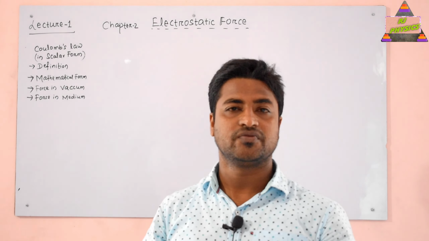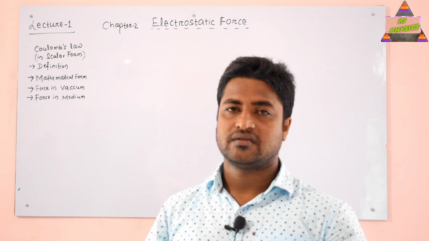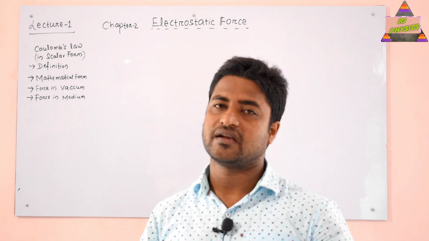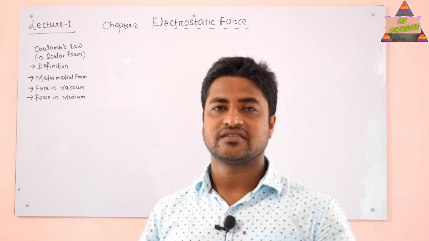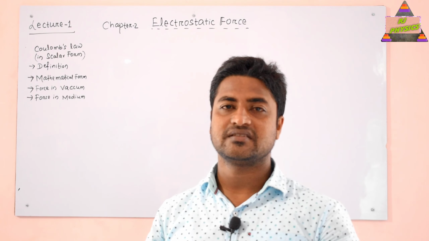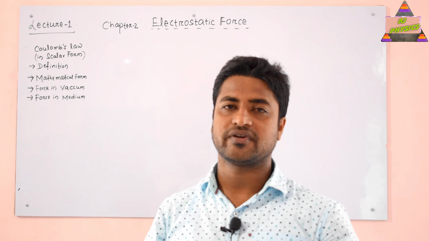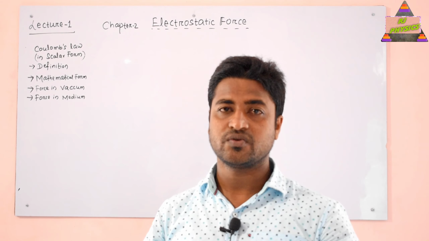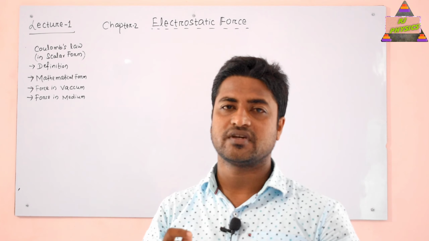Okay, now I have to start with the definition part. What do you mean by Coulomb's law? So first, we have already studied in electric charge, particularly in properties of electric charge, that like charges repel each other and unlike charges attract each other. So when two like charges or two unlike charges are placed near each other, they will either attract or repel each other, depending on whether they are unlike or like charges. So attract or repel means one charge is exerting force on another charge.